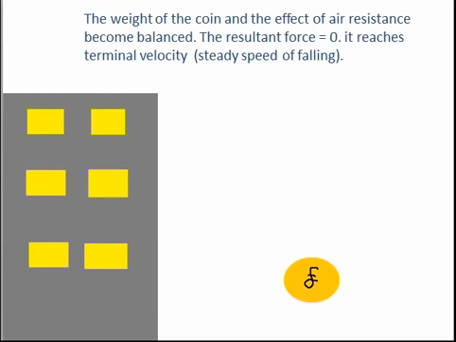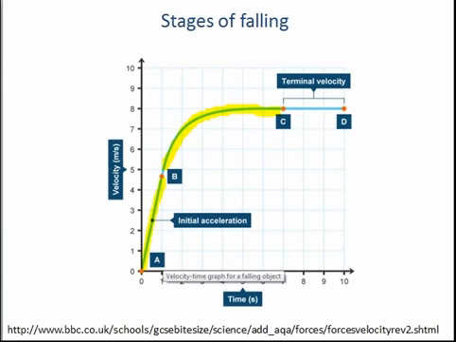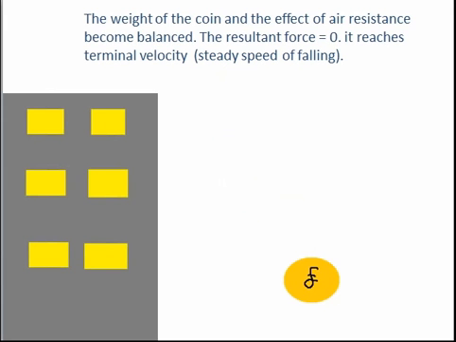And finally, the weight of the coin and the air resistance become balanced, and this is at this point in the graph, terminal velocity, which is where the velocity no longer increases. And this is because the resultant force is zero, and it stops accelerating.